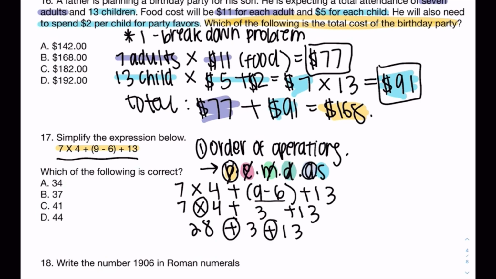So we're going to do 28 plus 3 plus 13. It's going to give us a total of 44. And there's my answer right there. So anytime you see a question with a bunch of signs in it and you're like, where do I even begin? Just always use this order of operations.